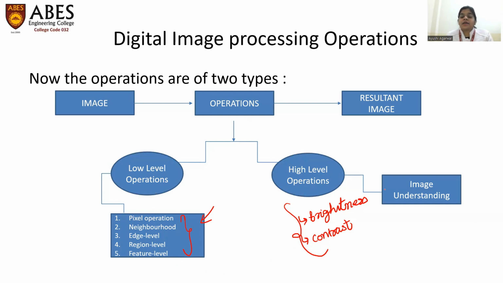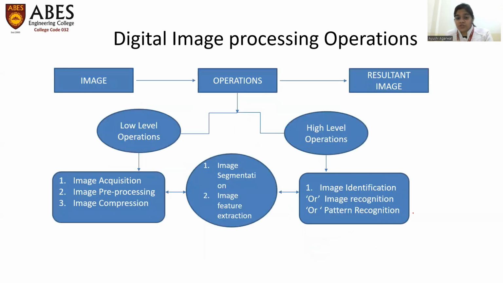Next come the higher level operations. The readable image or quality image that comes out as the output after performing various operations, and that is easily understood, is basically the image understanding, and that particular phase is called high level operation. Moving on, let's relate this whole process with the fundamental steps of image processing.